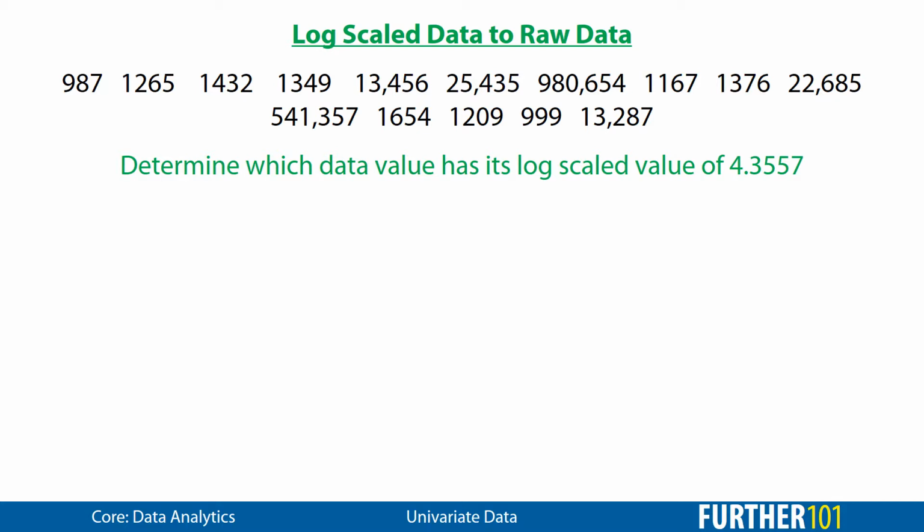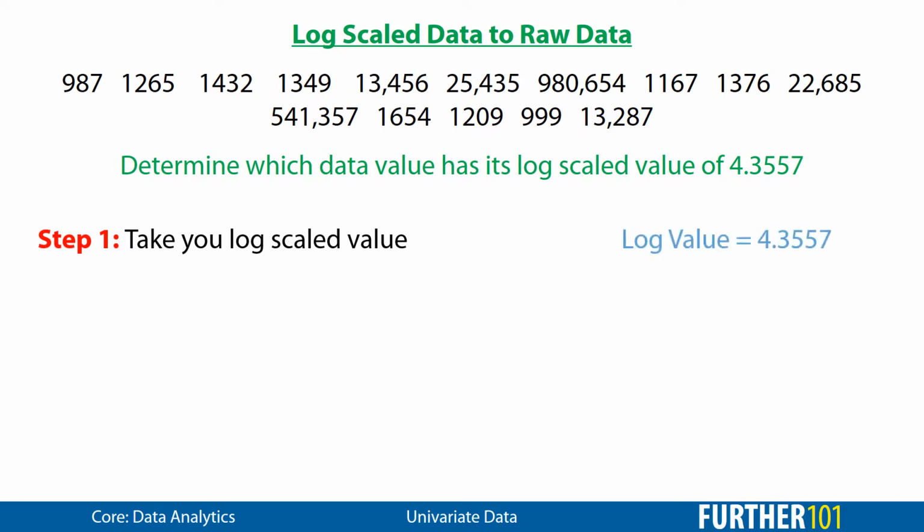So that last conversion from the raw data value to the log scale data value should have been fairly familiar to everyone, as we've already done it a few times throughout the video. But going from a log scale data value to the raw data value will be new. We have another 3-step process to convert in this opposite direction, and we'll run through it now with an example. The first step is to just take your log scale data value, have it ready. Now in this case, I've given you 4.3557 as your log scaled value.